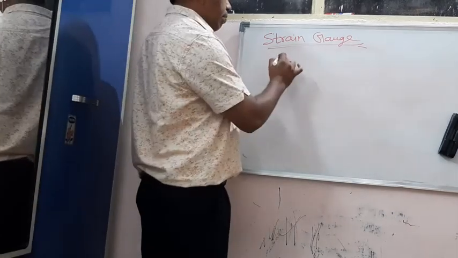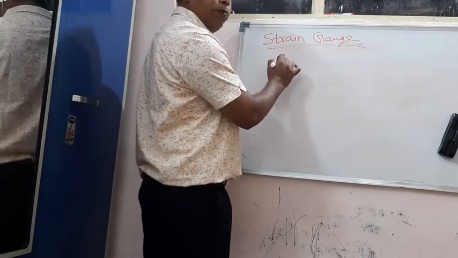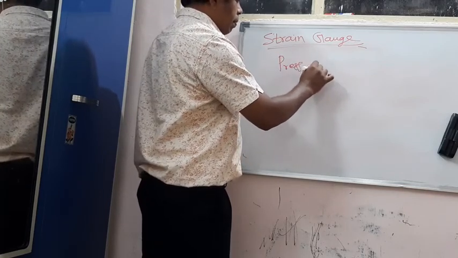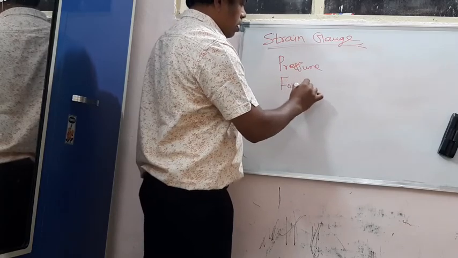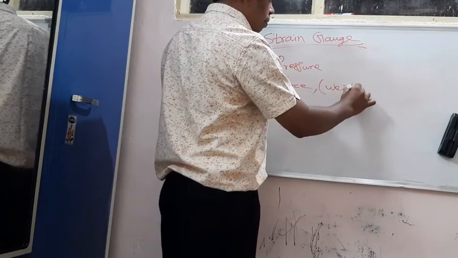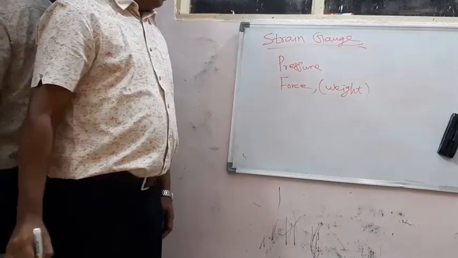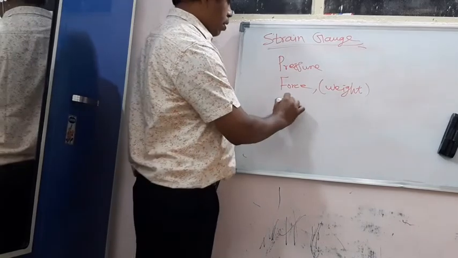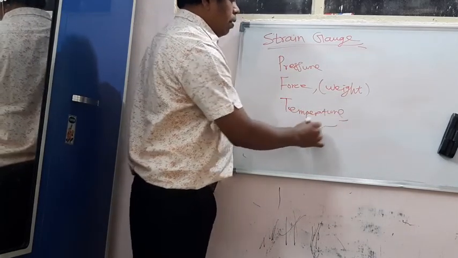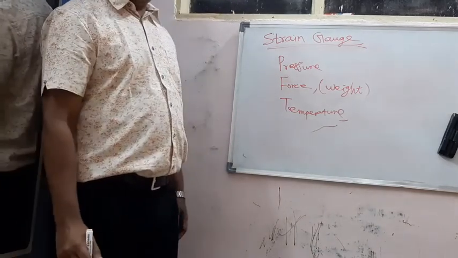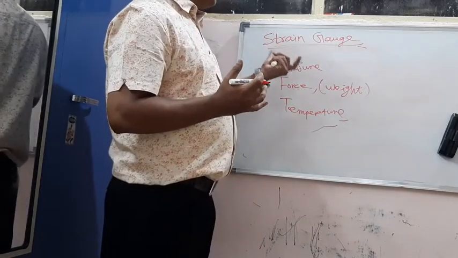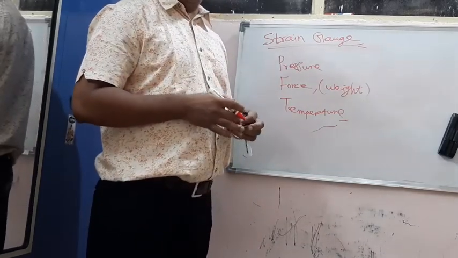It is used to sense many input parameters like pressure, force, or weight, and temperature. So all these basic parameters can be determined precisely by using a strain gauge.